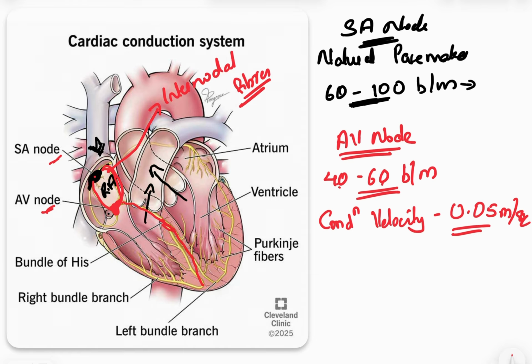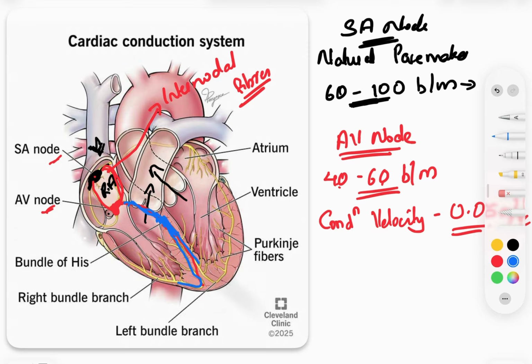This is the bundle of His. We'll go to the bundle of His after the AV node. So this AV node is going to take another color. This AV node is going to transfer the impulses to the bundle of His in here. This bundle of His will differentiate into the right and left bundle branches and the Purkinje fibers to spread these electrical impulses all over the heart.